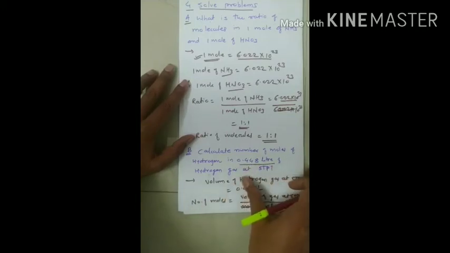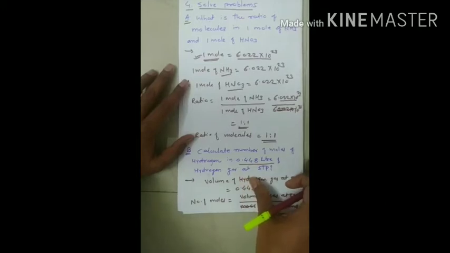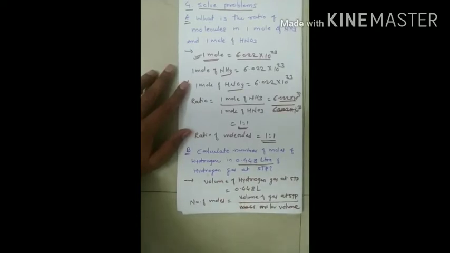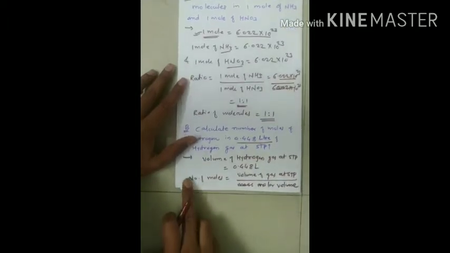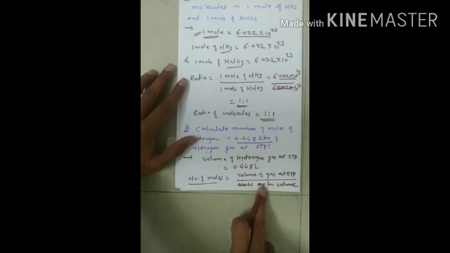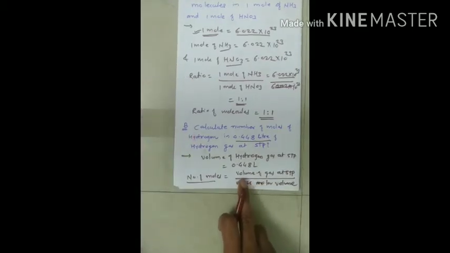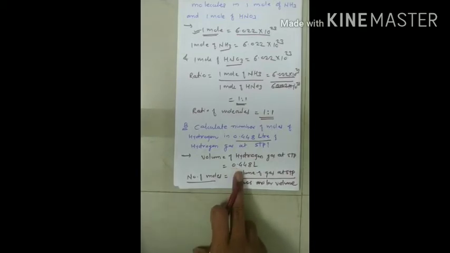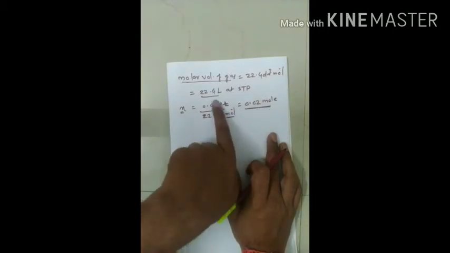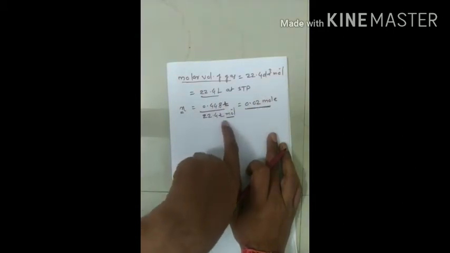It contains 0.02 moles. So this is the way you calculate the number of moles when a particular gas is given in terms of liter. We can easily find the number of moles using this formula: number of moles of gas equals volume of gas at STP divided by molar volume. Molar volume is always 22.4 decimeter cube per mole. We just convert this decimeter cube per mole into liter, put the values in the formula, and we will get this answer.